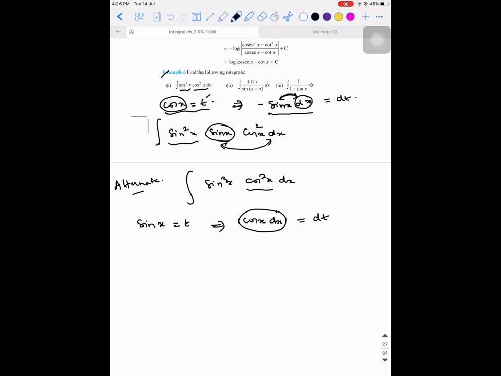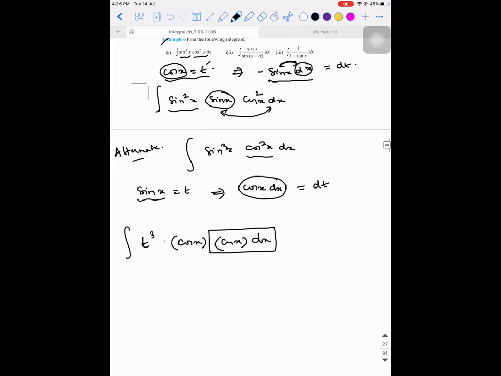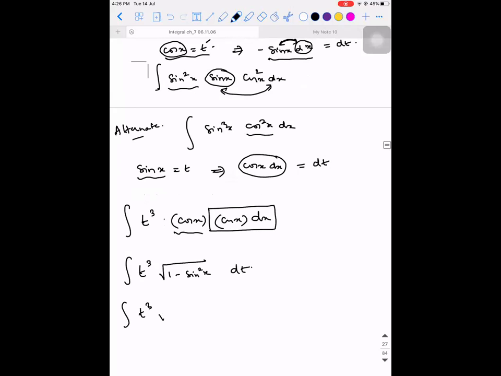Splitting cos square x into cos x into cos x. Wherever sin x is there, I'm going to substitute it as t. So t cube into cos x into cos x dx. This cos x dx will be dt. The other cos x will be root of 1 minus sin square x. So it becomes integral of t cube into root of 1 minus t square dt. Will you be able to solve this?